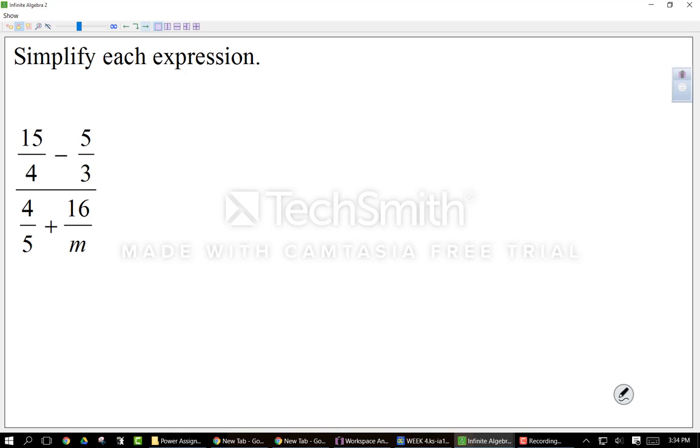Let's look at this particular problem here. I want to find a common denominator, like always, right? And if I look, my denominators are 3, 4, 5, and m. Well, we know an m is going to be in my denominator. Like, that's a given. But what's my number that goes with it? Well, I have 3, 4, and 5.